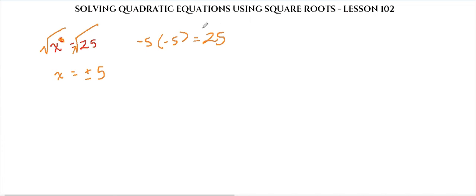If it asked us to find the square root of a negative, like this, we would say that there is no real number solution, because there is nothing times itself that will equal negative 16. No real solution.